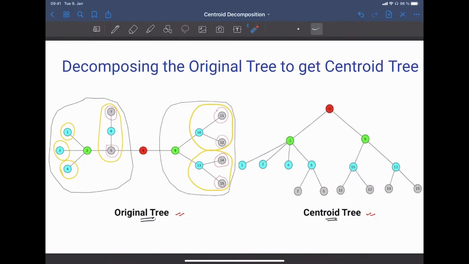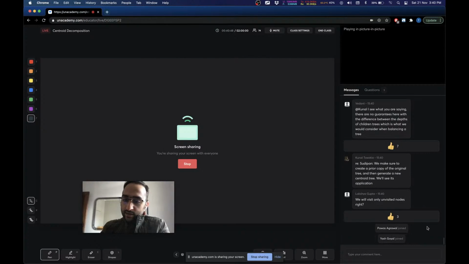This is the most important part, I think, for this lecture: how do you decompose the original tree to get the centroid tree? So what are the doubts? This is the time to ask your doubts if you have any.